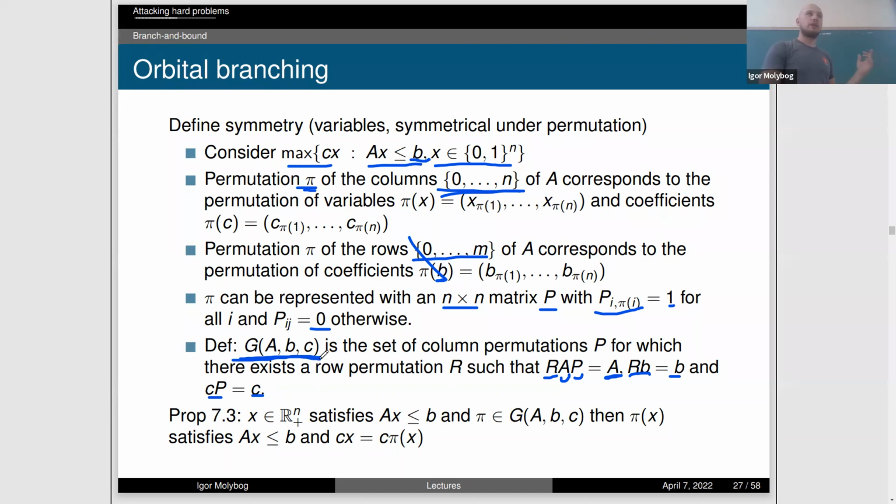Are there any questions regarding the formalization? Is it, yeah? Oh.